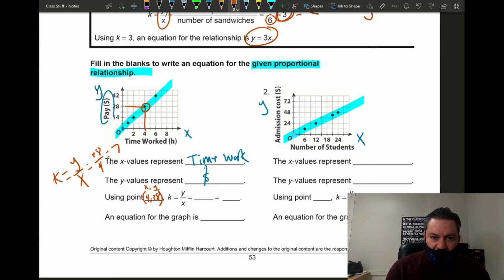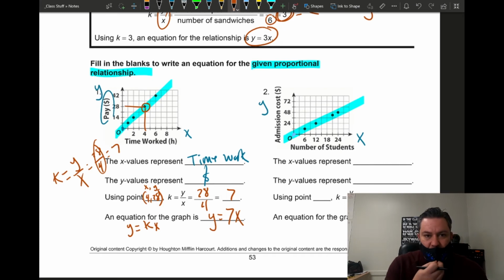And then you're going to set up your fraction. So it's going to be 28 over 4, which we just did right here. So K equals 7. And to write the equation, all you have to do, this is the format, write down replacing the K value. So Y equals 7X. That's it. That's all you have to do.